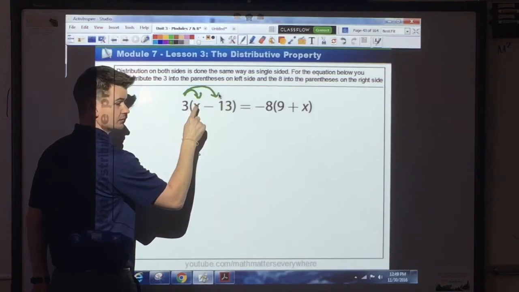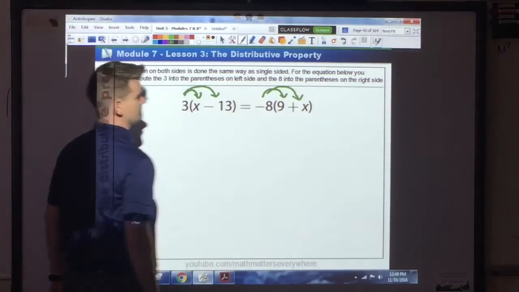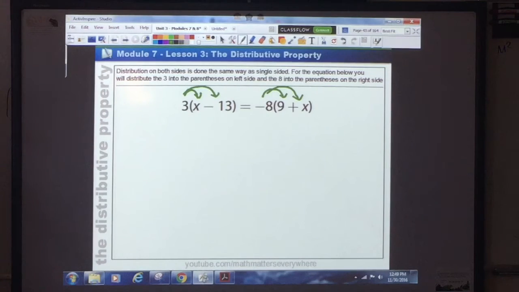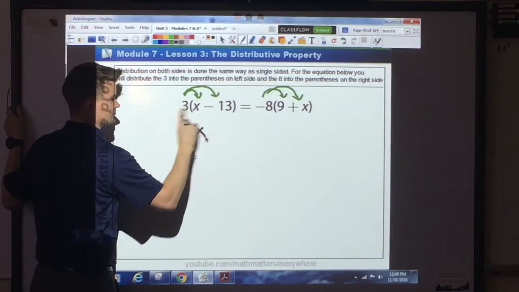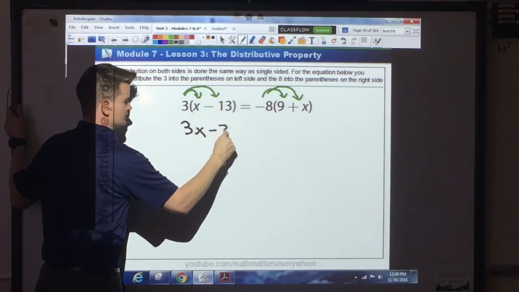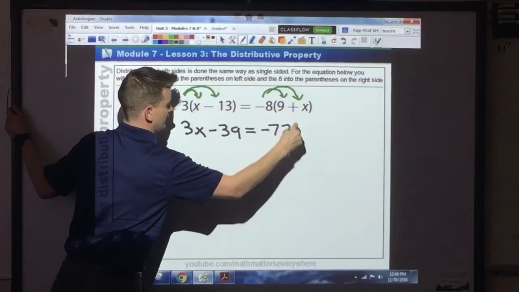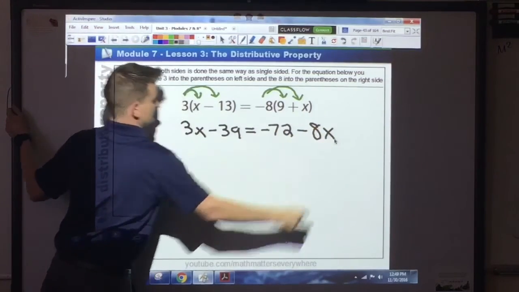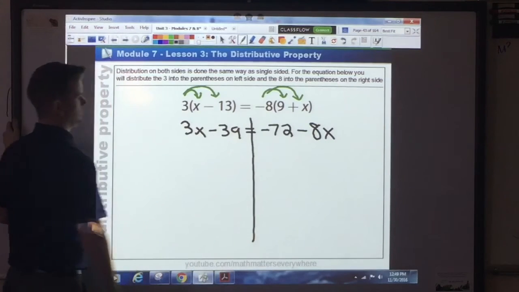3 times x, 3 times negative 13, negative 8 times 9, negative 8 times x. Make sure you multiply every term. That is key. So we have 3 times x, that gives me 3x. 3 times negative 13 is negative 39. Negative 8 times 9 is negative 72. Negative 8 times x is negative 8x. We distributed. We got rid of all those parentheses. And now we're at the same point.